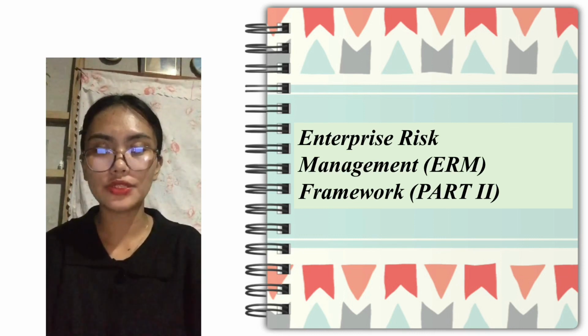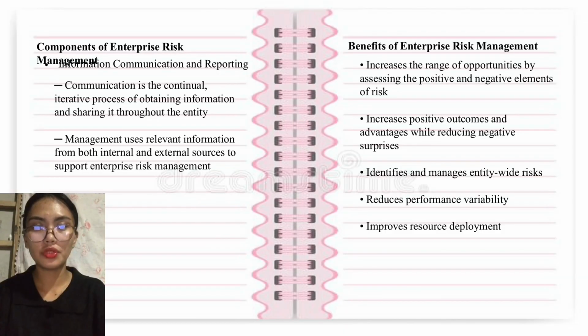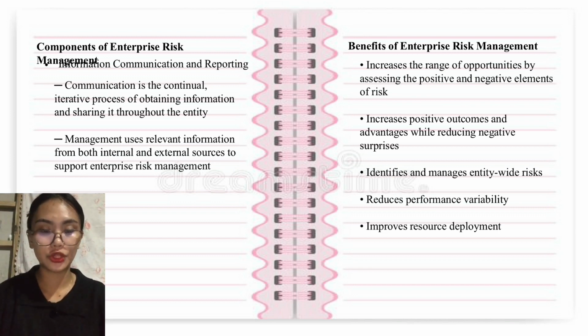ERM, or Enterprise Risk Management. Components of Enterprise Risk Management: information, communication, and reporting. Communication is a continual, iterative process of obtaining information and sharing it throughout the entity. Management uses relevant information from both internal and external sources to support enterprise risk management. So these help to gather and disseminate the information.